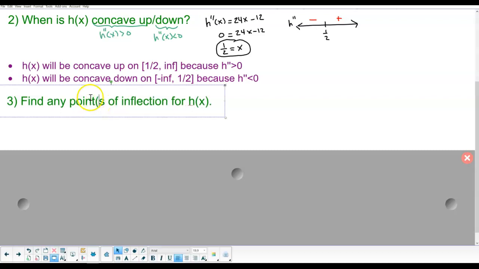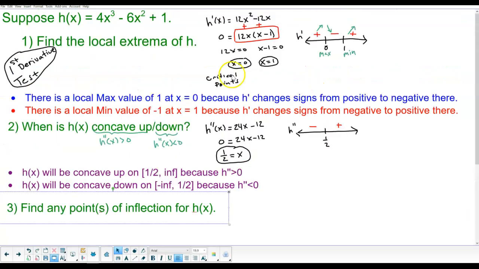This should be... we didn't know at the time if there was 1 or more or 0, but in this case we actually have 1. Notice it says point. So a point refers to an xy pairing, so I'm going to actually have to take 1/2 and plug it back into the original function to find the output. So I'll do that here in a second.